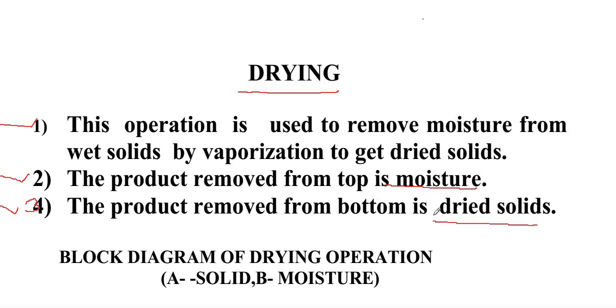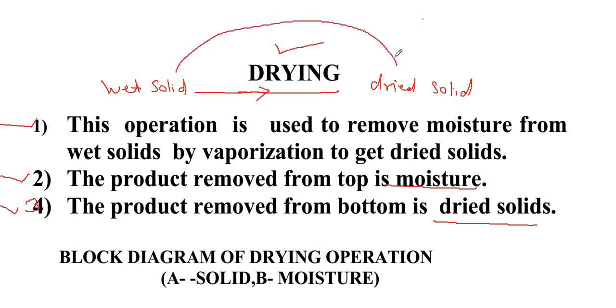Okay. So how do you define this particular drying operation? This drying operation is defined as conversion of wet solids to dried solids. So this particular operation is an operation in which wet solid gets converted to dried solids. Conversion of wet solid to dry solid is nothing but the drying operation.